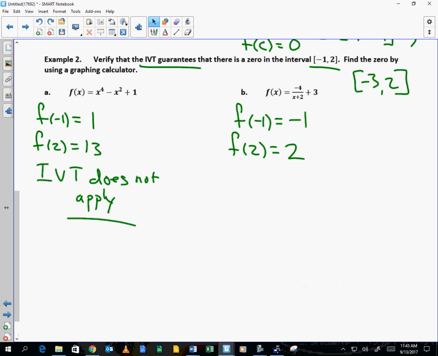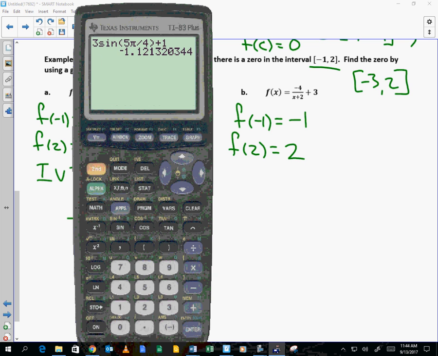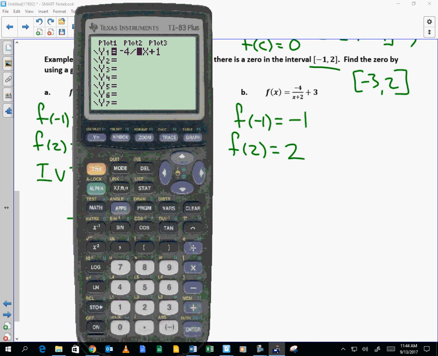Okay, does this function have to have a 0 over that interval? Why? So you get from negative 1 to 2. In order to get from negative 1 to 2, you got to cross over 0. Let's find it. We use our graphing calculator to find it. We could solve for it algebraically, but if I type in negative 4 divided by parentheses x plus 2, and then I add 3 onto that. You can see we talked about the discontinuity right here, but is negative 2 part of the interval? So then we don't need to worry about it. The intermediate value theorem does apply.